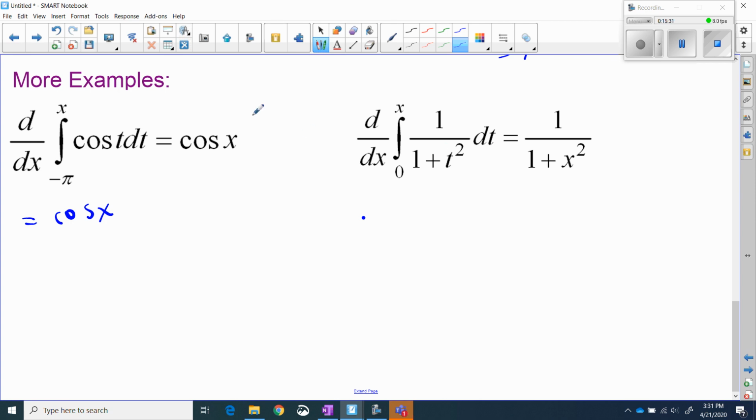This one. So again, imagine the answer wasn't there. We're trying to figure out what it is. So I look this over. Constant is my lower bound. X is my upper bound. I want the derivative of an integral. I have to do nothing more than replace the letter t with the letter x.